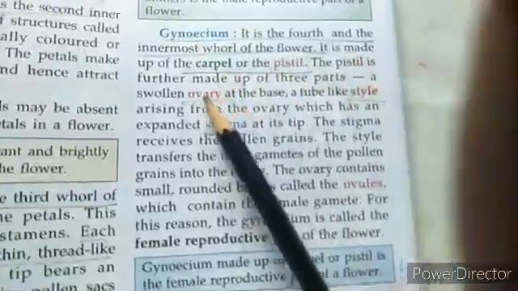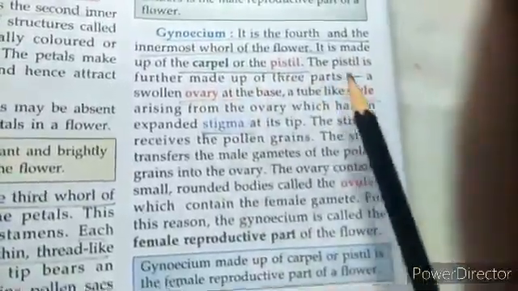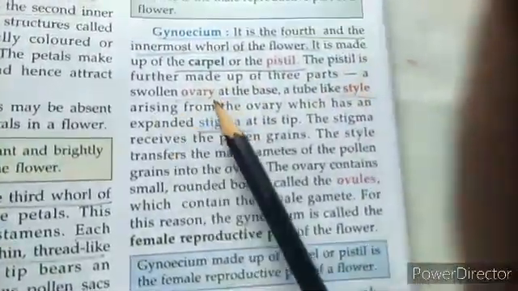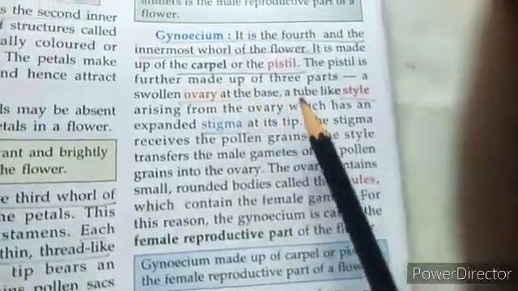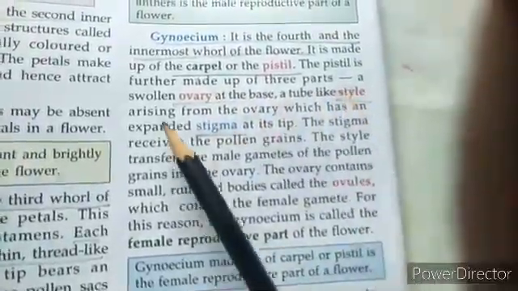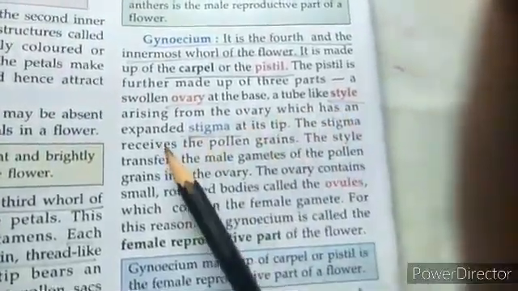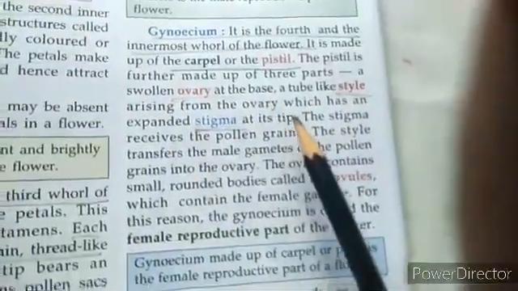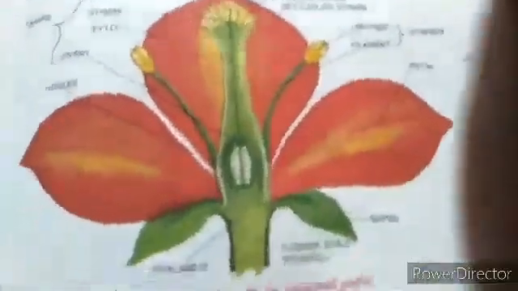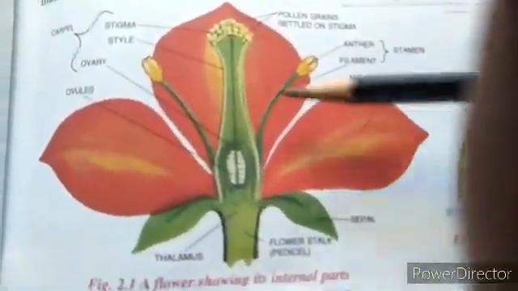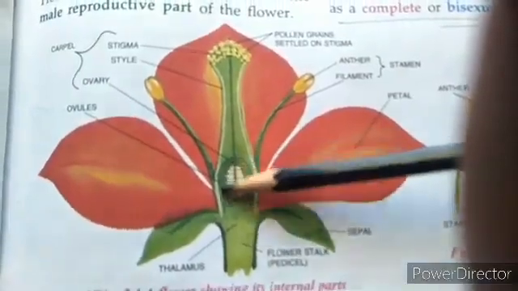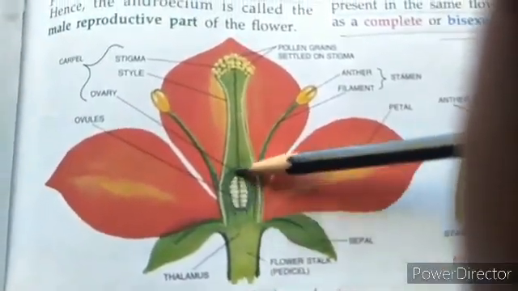The pistil is further made up of three parts: a swollen ovary at the base, a tube-like style arising from the ovary which has an expanded stigma at its tip. So let's have a look and see. In this diagram we can find this part as the ovary.